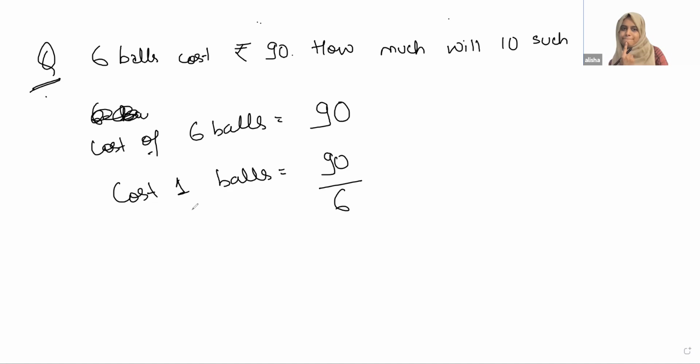6 balls cost 90 rupees. How much will 10 such balls cost? Okay, so to find out the cost of 10 such balls, what will we find first? That how much is the cost for one ball, right or wrong? Right, ma'am. After that, what will you do? When you find out the cost of one ball, you will multiply that cost by 10. And that will be your cost of 10 balls, right or wrong?